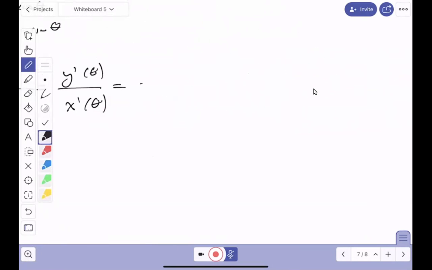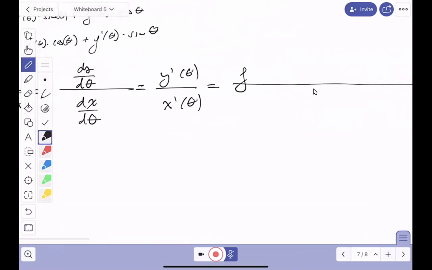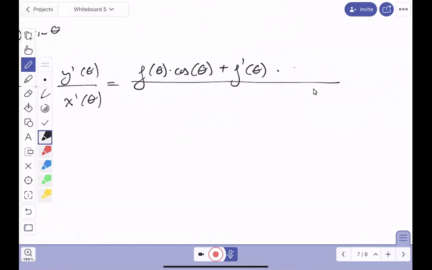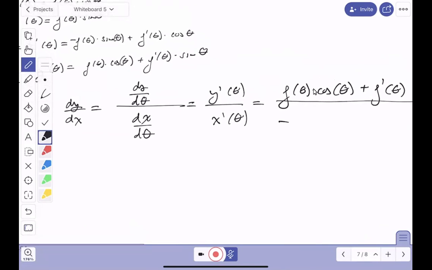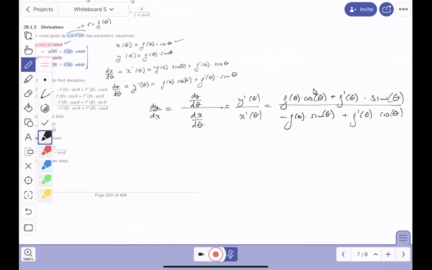It's tough though. I'm not saying it's easy. What's y prime? Sorry about that. It's f theta cosine theta. I wasn't reading my own work. F prime theta times sine theta. Don't worry, we'll check on the key. And what goes on bottom? Minus f of theta times sine of theta plus f prime of theta times cosine of theta. All right, let me just make sure you know this is written down for you.